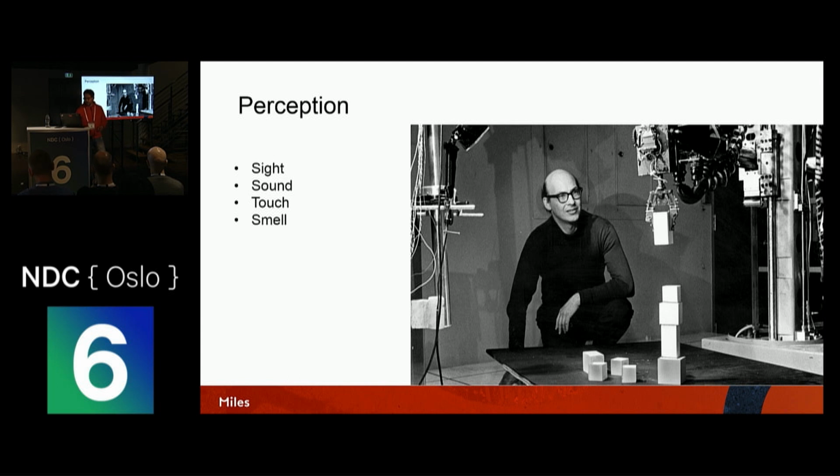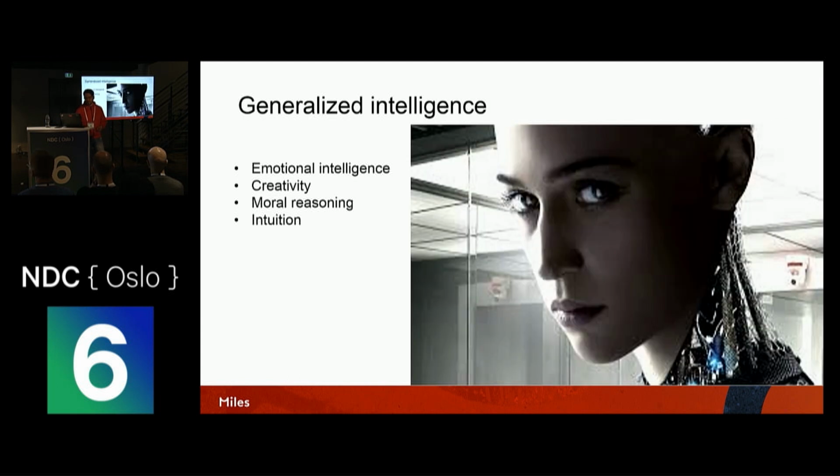But the ultimate goal of all of this is to reach what we call generalized intelligence. That comprises emotional intelligence, creativity, moral reasoning, and intuition. The idea was that by combining these different building blocks, we would be able to reach this generalized intelligence, which is the goal. That's quite a hefty goal in 1956. We have to remember that at that time, the computer standard was a mainframe and punch cards. So we can clearly say that these guys were visionary.